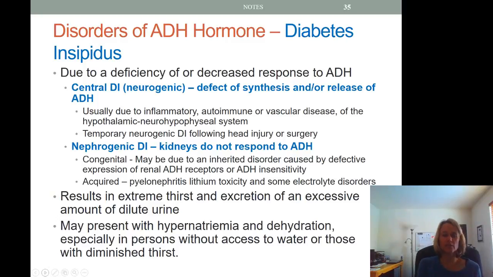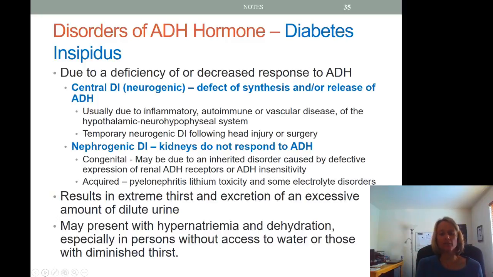So central DI, also called neurogenic, is when we have a defect of synthesis and/or the release of ADH. This is usually due to some process that affects the hypothalamus or the pituitary, such as an autoimmune response or vascular disease. It can be temporary, like following head injury or surgery. So that's central. Okay, we are not synthesizing enough ADH.